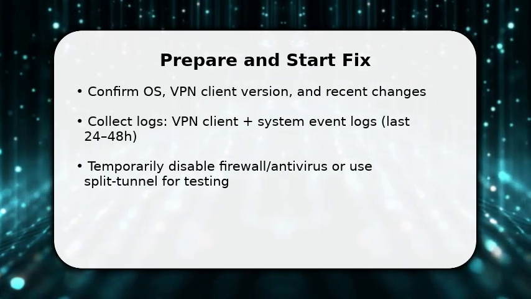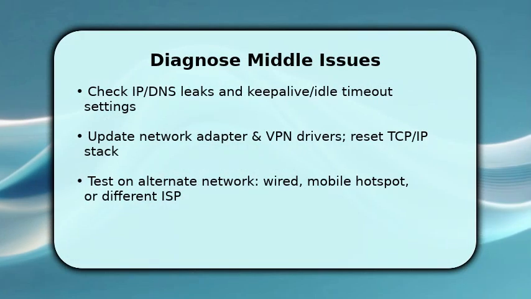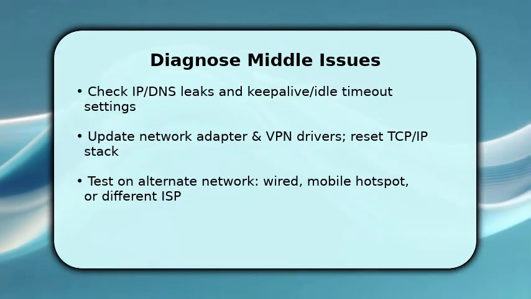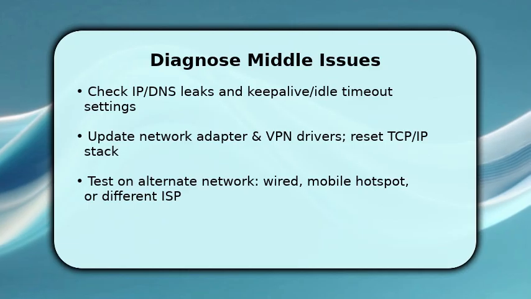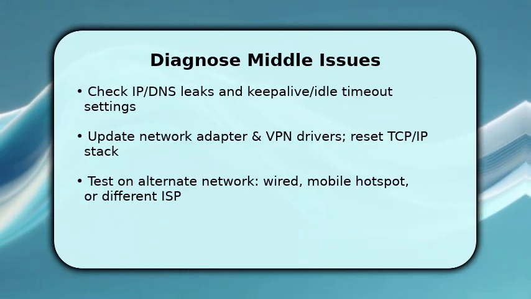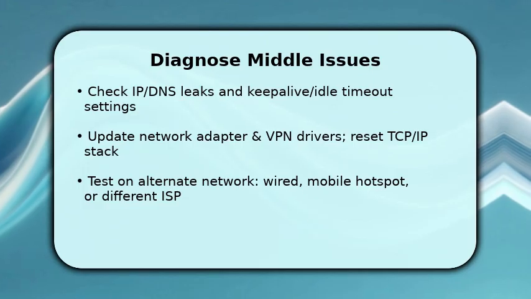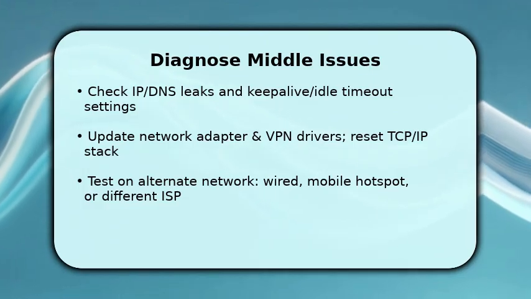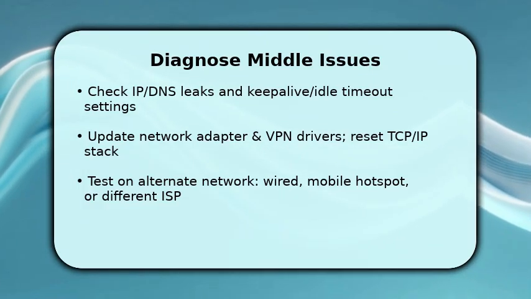Now you diagnose the complex middle steps. Inspect keepalive, idle timeout, and rekey settings in the VPN profile because mismatches cause drops. Make sure DNS and routing aren't leaking or conflicting. Clear DNS cache and test specific name resolution.